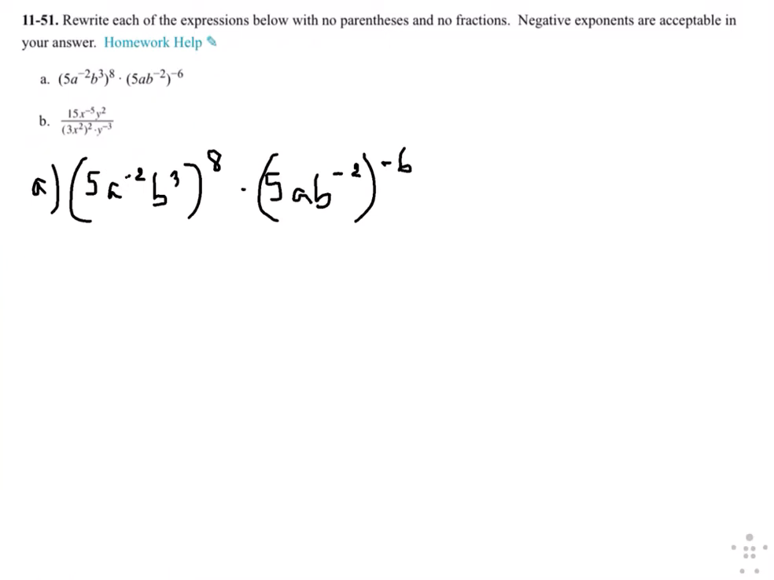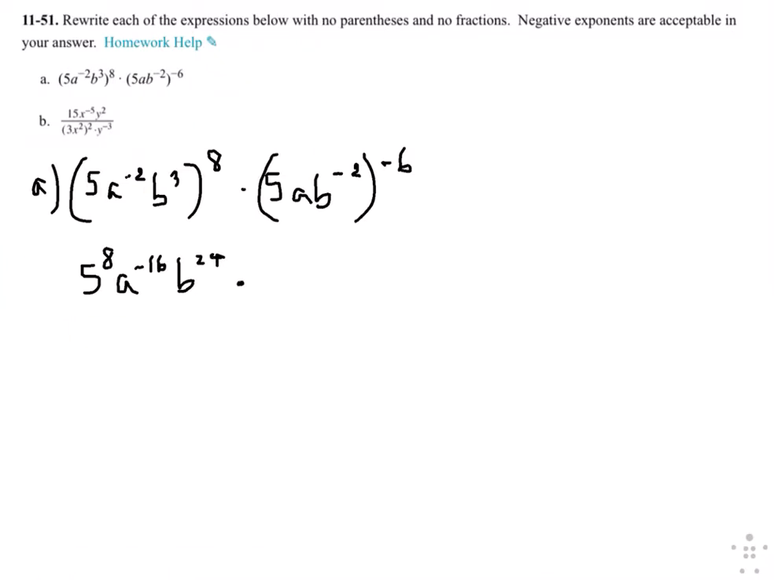So this is the power to power rule. We have 5 to the 8th, and then a to the negative 2 to the 8th. That's a to the negative 16th, negative 2 times 8. And then b to the third to the 8th. That's b to the 24th.